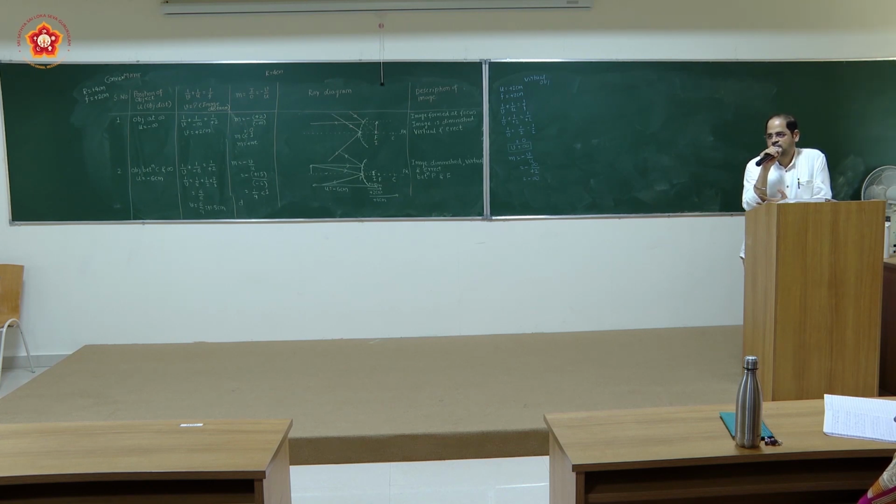Concave. You have written there concave. So if the size of the image is smaller than the object, where will the object be present? Only at infinity. Beyond C. So mention there, object is between infinity and C.